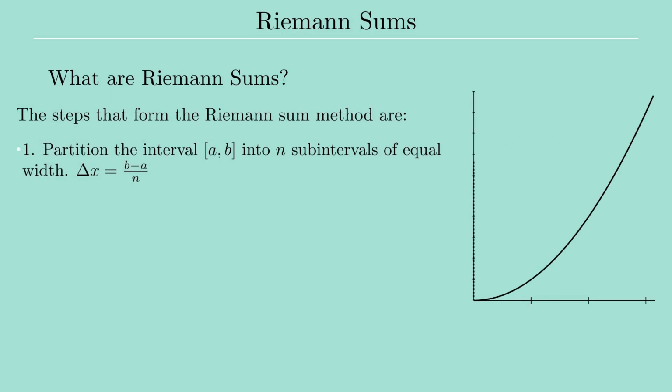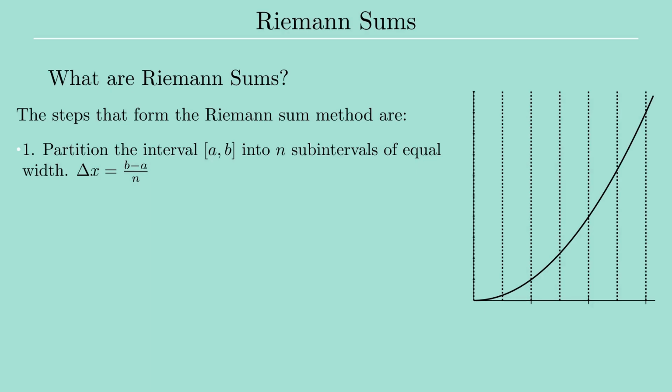First, partition the interval a to b into n subintervals of equal width. This means the width of one subinterval equals (b minus a) over n. n is an arbitrary value, but the greater the value of n, the more accurate the approximation.